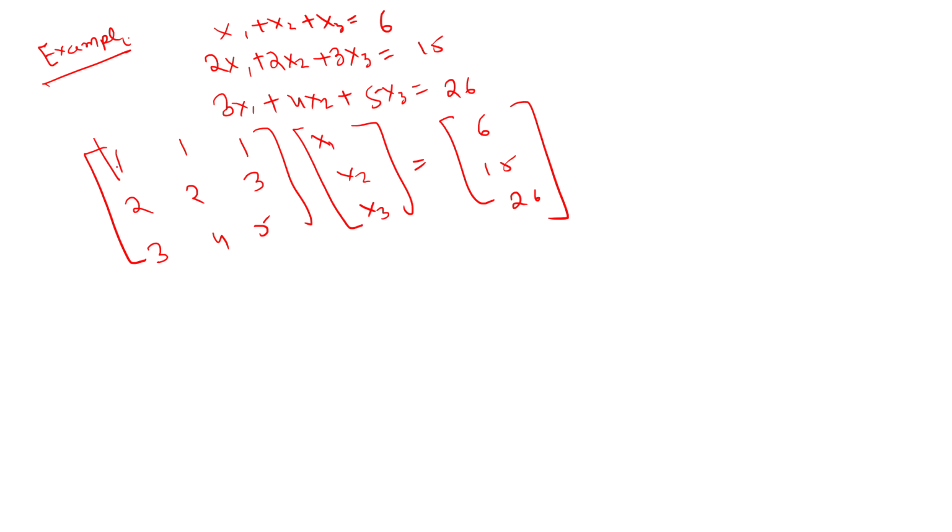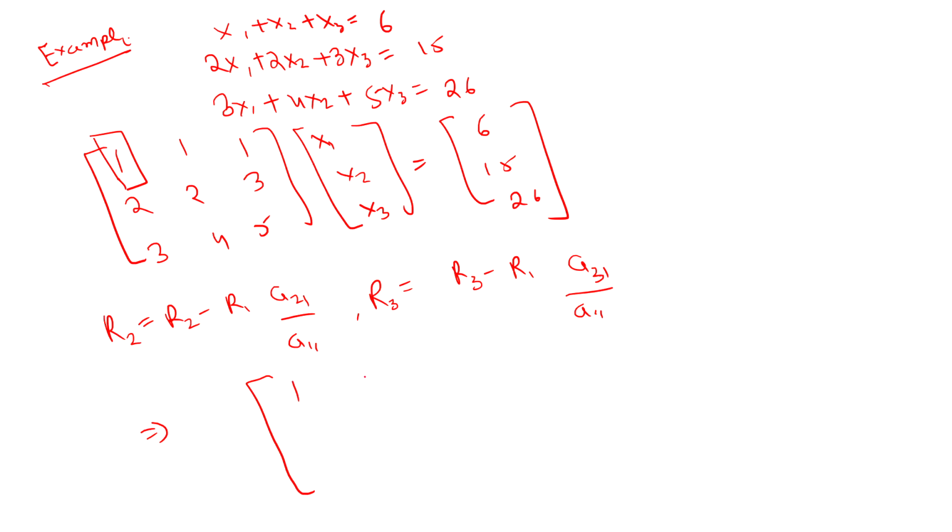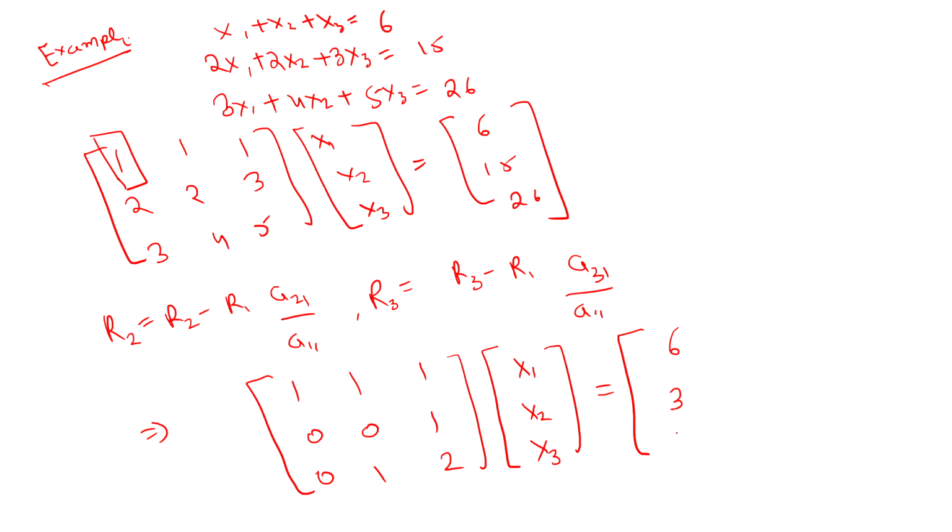So for the first part the pivot is 1, and then we do the row operations, that is R2 equals R2 minus R1 times A21 upon A11, R3 equals R3 minus R1 times A31 upon A11. So this makes 1 1 1, 0 0 1, and then 0 1 2, x1 x2 x3 is equal to 6 3 8.